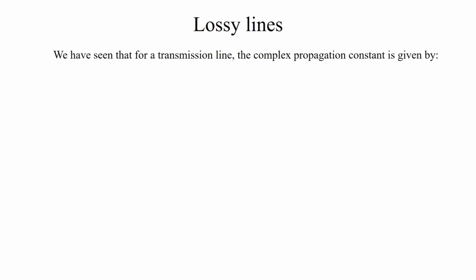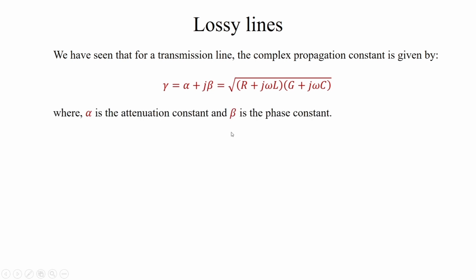So, we have already seen that for a transmission line, the complex propagation constant is given by gamma is equal to alpha plus j beta. Here this component alpha actually attenuates the wave as it propagates, and beta is the phase constant. So, that is why we call alpha the attenuation constant and beta the phase constant.